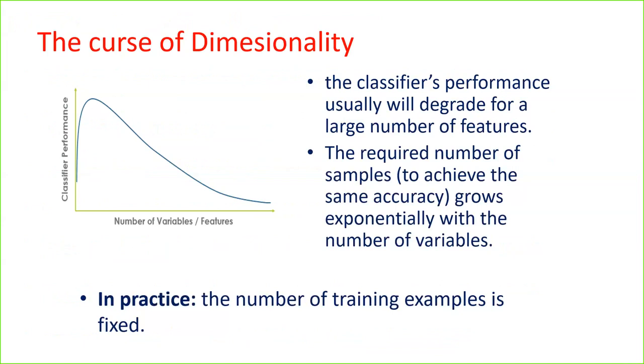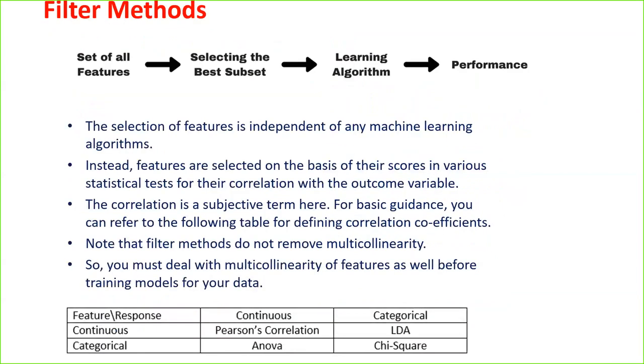All right. So this is what we generally call the curse of dimensionality. Well, usually we think that more features means more discriminating power, therefore the performance will improve, right? That's what we think usually. But in practice, up to some point, as you increase the number of dimensions, the performance may increase, but after some time, it will gradually decrease, as you see here, right? So we call this the curse of dimensionality. Okay, so the classifier performance usually will degrade for a large number of features.